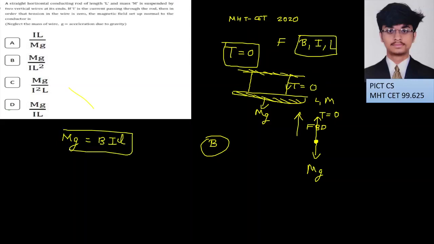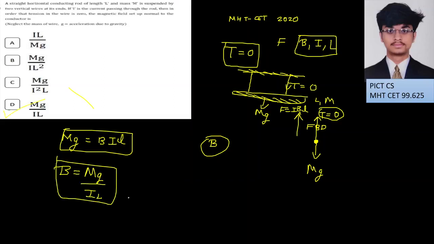Clear? So the weight mg, which is acting downwards, should be... tension is 0. As the tension is 0, there must be some force, and that force is nothing but this ILB force. So clearly we can find out the value of B. It will be mg by IL. No doubt in this question. Option number D must match.